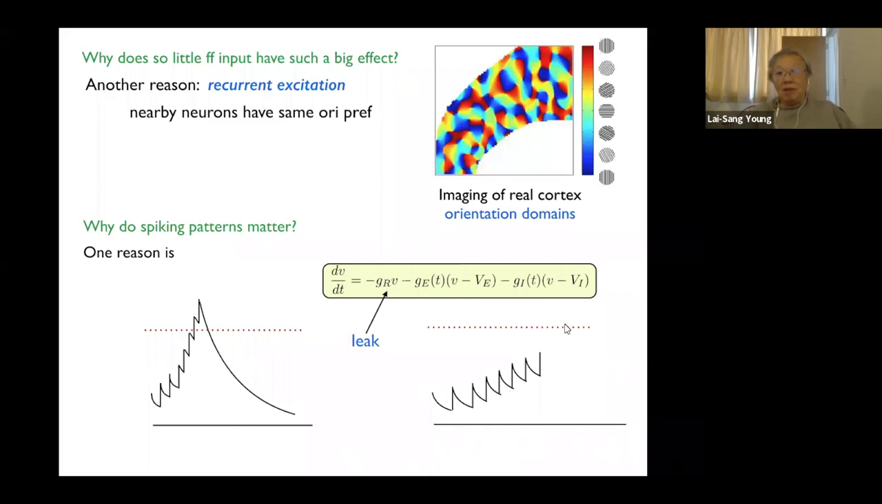So this is a cartoon explaining why, but it's amazing to me that such a small difference in firing pattern, especially if you look at the difference between a 0 degree and a 25 degree angle, is enough to cause all the difference in your determination of orientation selectivity.